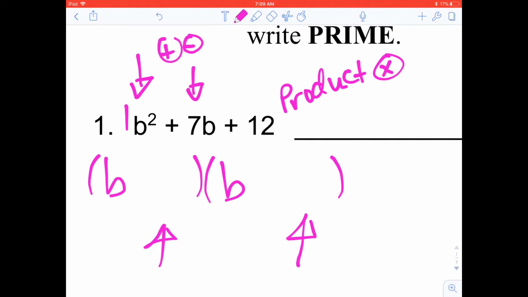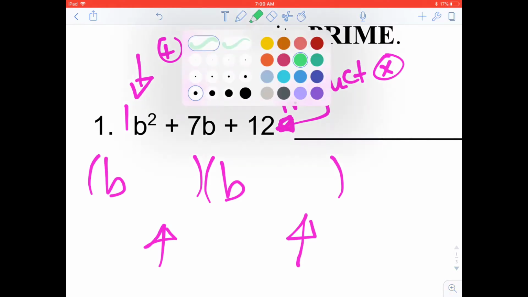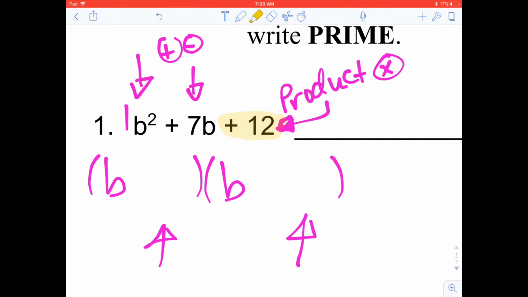You can see that I wrote product on the right, that's the 12 we're going to look at, and the sum or the combination that we're going to try to do is the 7. So here's how you do this. We'll grab the highlighter. Give me two numbers I can multiply by that will give me 12, but when I add or subtract those two numbers, it gives me positive 7.